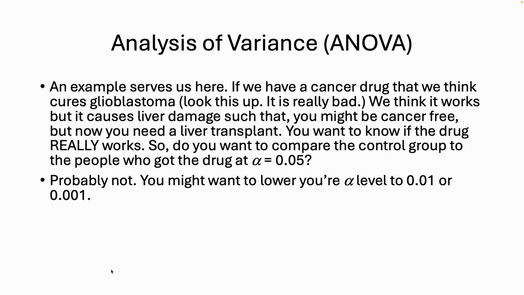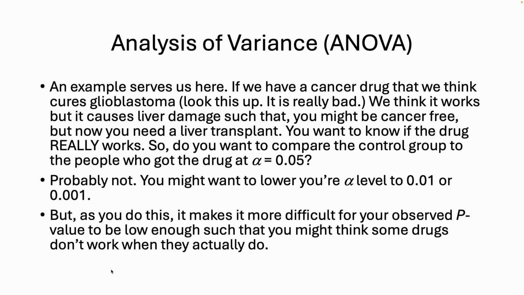Probably not. You might want to lower your alpha level to 0.01 or 0.001 because you want to be really, really sure that it works. Now, the problem with changing your alpha level, and that's the thing that you need to realize about alpha level, your type 1 error rate that you're going to use to make decisions about whether there is a difference between the control group in this case and the group that got the drug, that type 1 error rate is under your control. You're the one who determines how small of a type 1 error rate you need to observe to make the conclusion that the thing actually works.